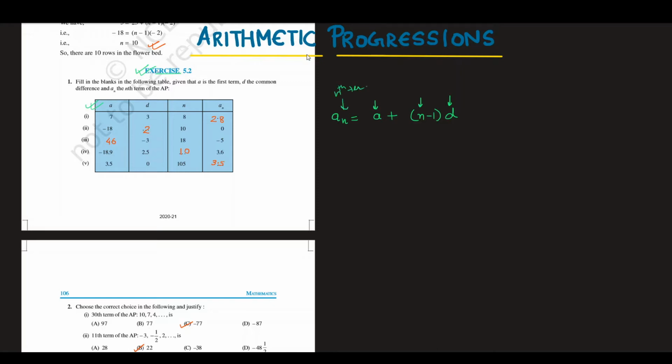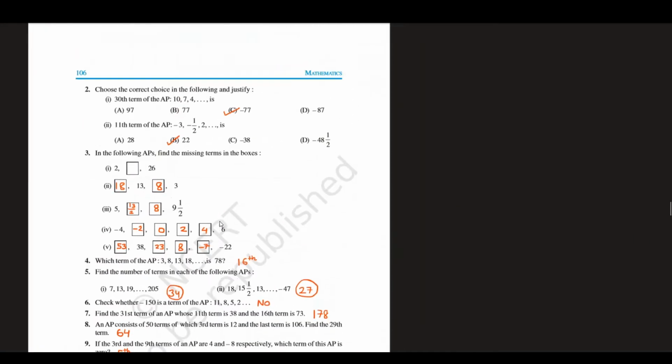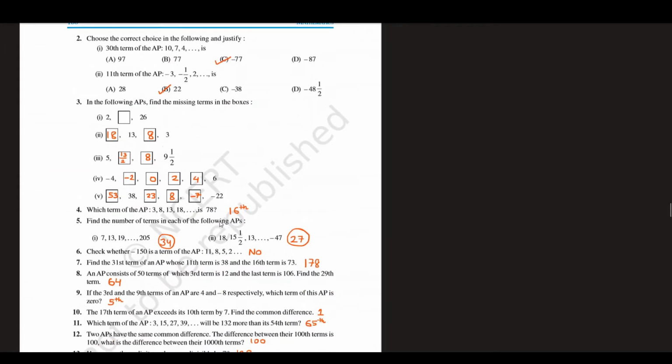So, for example, if we take the first one, we get an = a + (n - 1)d, where a is 7, n is 8, so 8 minus 1 into 3. So 7 into 3, 21, we get 28. Similarly, we can do all these things. Then we move on to question number 2.